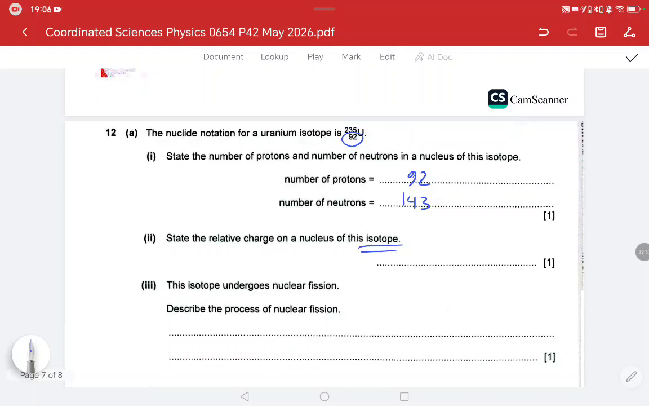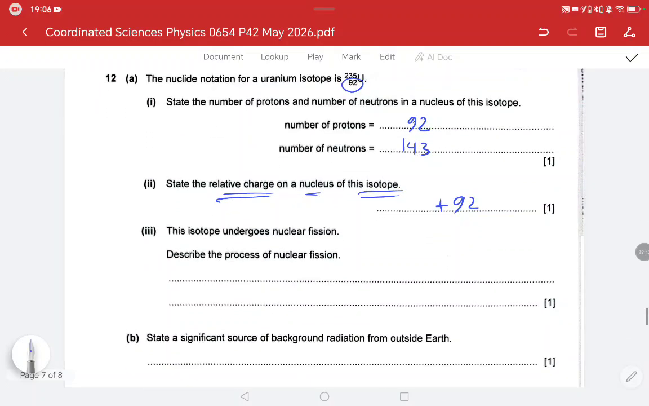State the relative charge in the nucleus of this isotope. Okay, if we talk about the relative charge inside the nucleus, it means we are talking about the protons. And how many protons? We have 92. So we have plus 92. The neutrons are neutral, so we have only the positive charge of the protons.